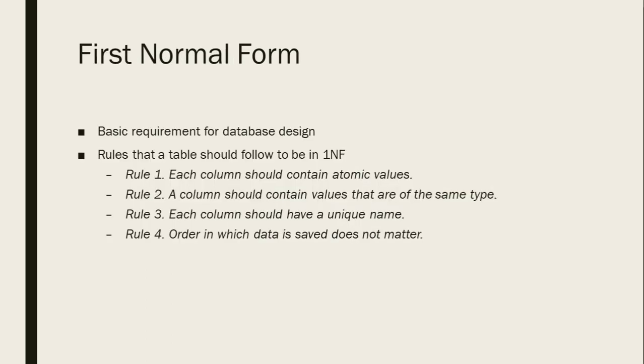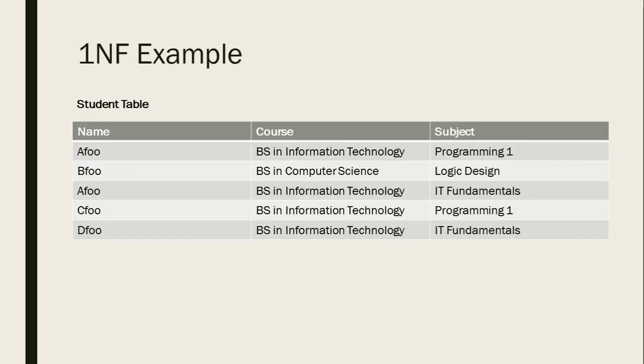And then lastly, the order in which data is saved does not matter. The record for Afu could be placed in the first row. Doesn't matter, once we've queried the database regarding Afu's record, it will still show that he is enrolled in BS in Information Technology, and he has a subject IT Fundamentals. He's enrolled in the subject IT Fundamentals. So it doesn't matter where Afu's row is located in the table. It will always show the proper records for him.